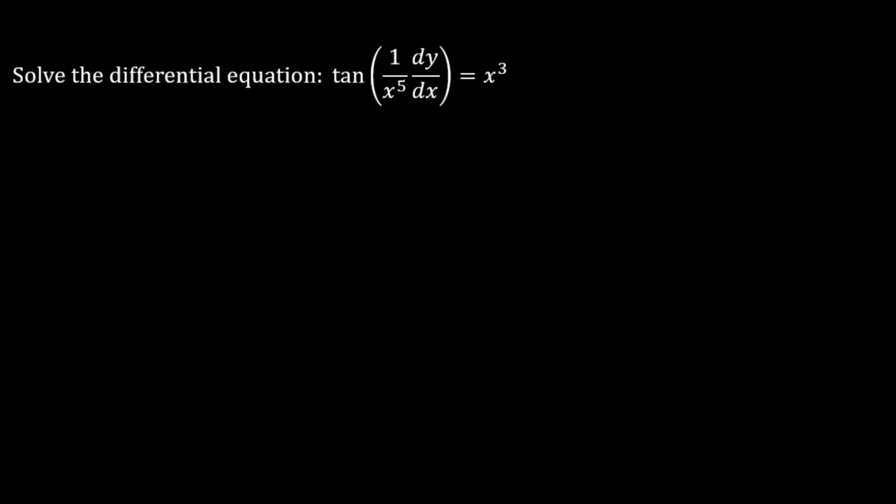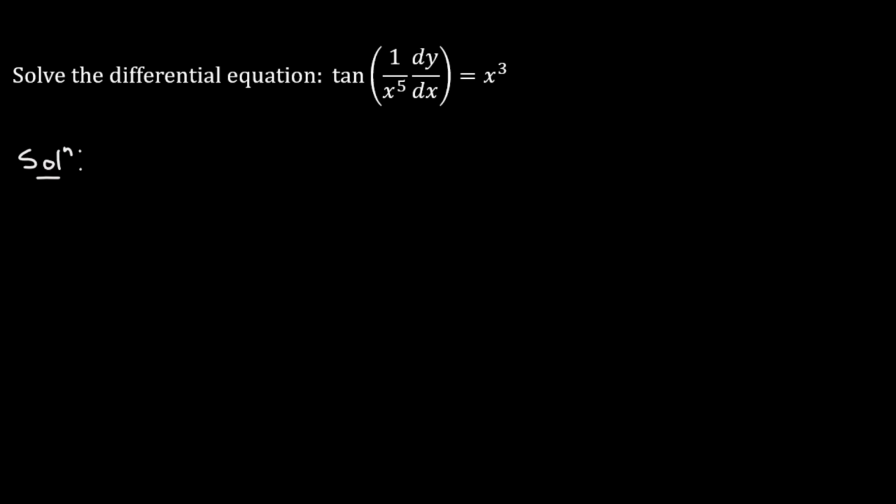In this problem, we have to solve the differential equation given by tangent of 1 over x raised to the power of 5 multiplied to the derivative of y with respect to x equals x cubed. This given differential equation, although it looks non-linear, is actually a linear differential equation. And how do we check that out? So let's try to simplify it.